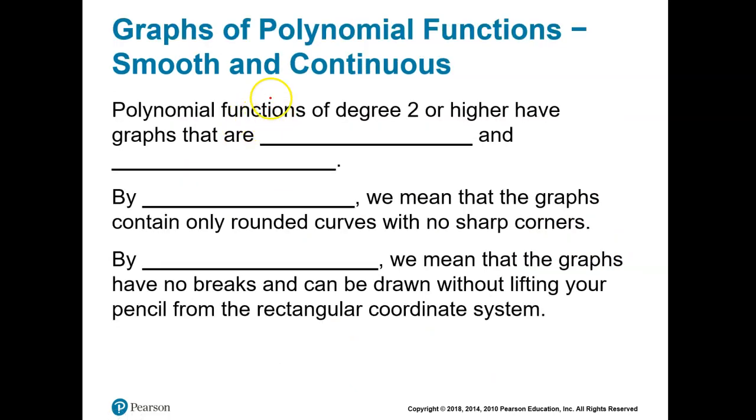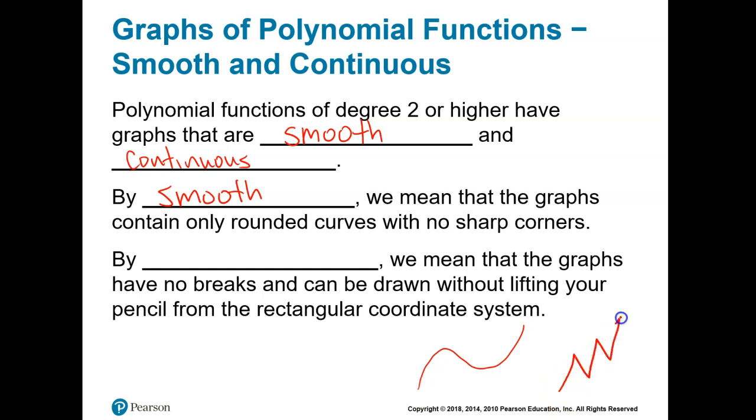All right, polynomials that are degree 2 or higher have graphs that are smooth and continuous. By smooth, we mean the graphs contain only rounded curves. They bend very slowly like that. They don't have any sharp, jagged points like that. So this will not be seen on the graph of a polynomial.